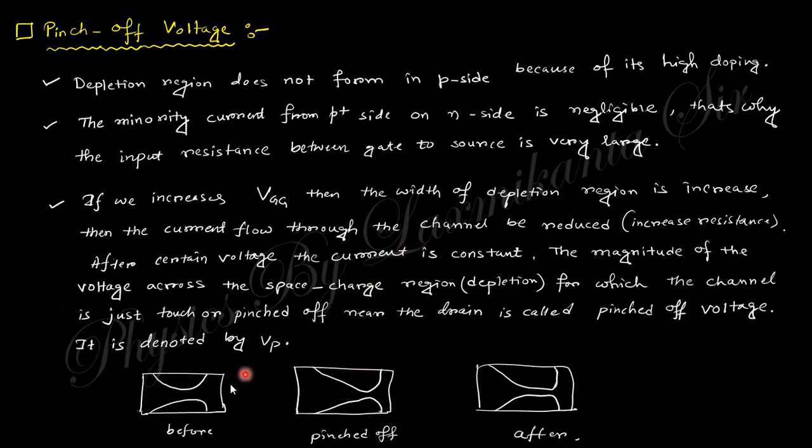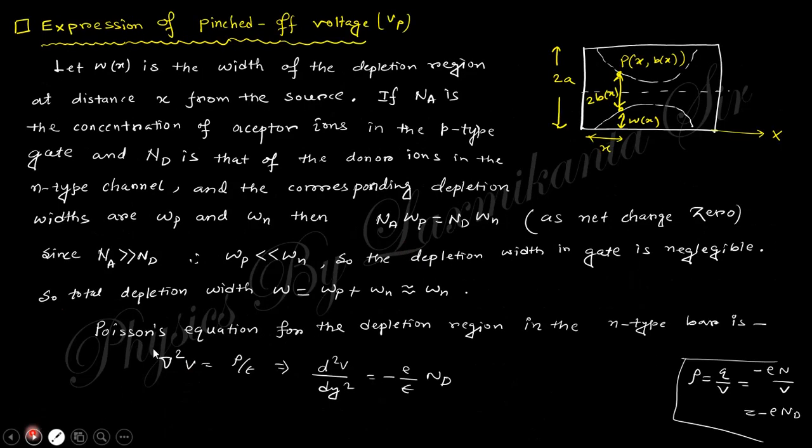So, clear about the pinch off. Now if you want to find the expression of the pinch off voltage, that is the thickness of the depletion region, you can find it from this derivation. You can see the total width is 2a, and this is the depletion region. At a certain distance, the depletion region width is w of x, which will be taken as 2b, a function of x.